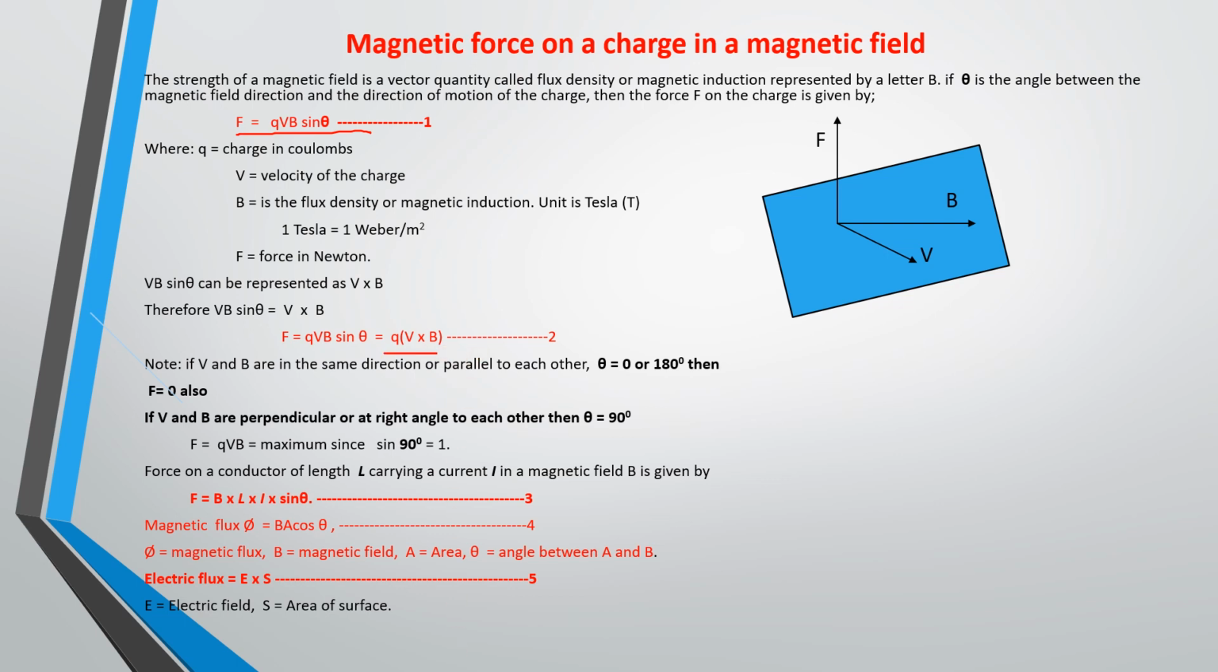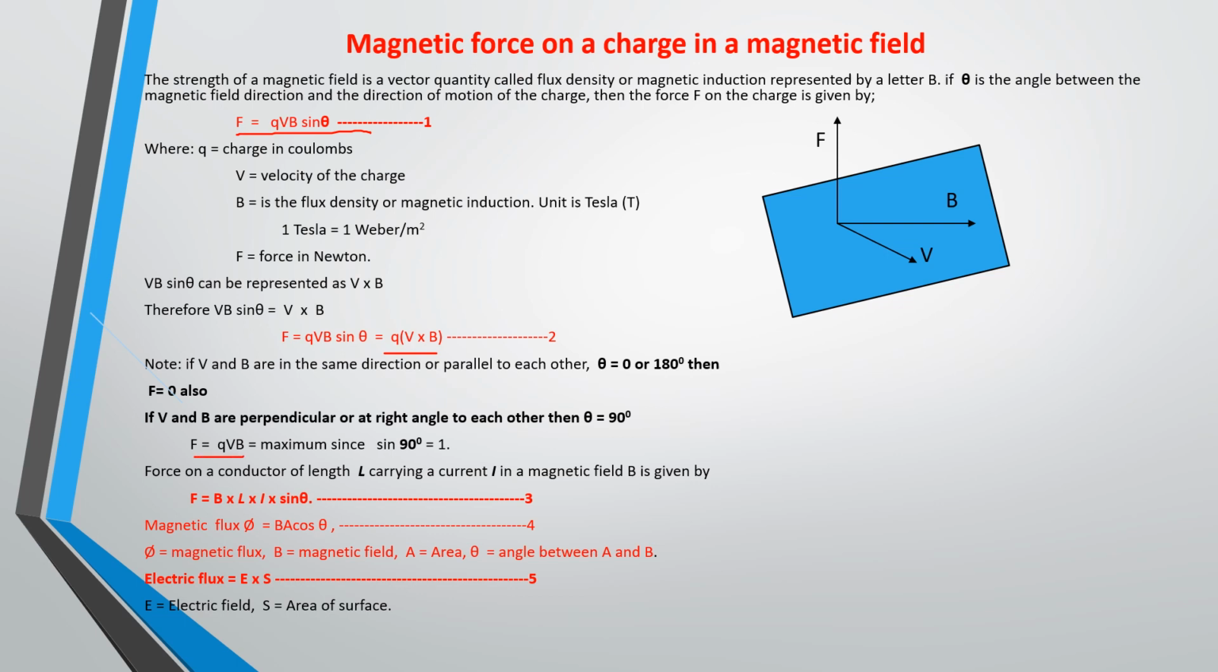So if the angle between V and B is equal to 0, then F will become 0 too. So the force will be 0. That is if they are in parallel. If the direction of motion is parallel to the magnetic flux, then the force will be equal to 0. But if they are at an angle of 90 degrees, then the force will be equal to Q times V times B, which is the maximum force that you can obtain.